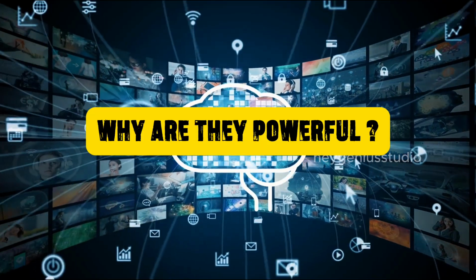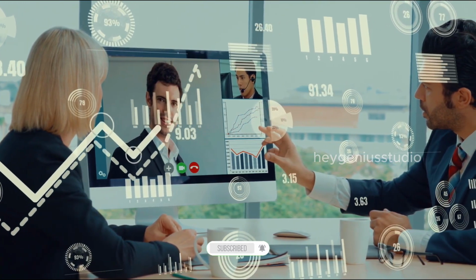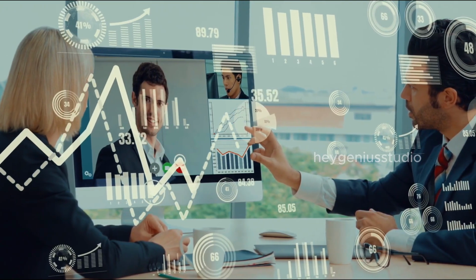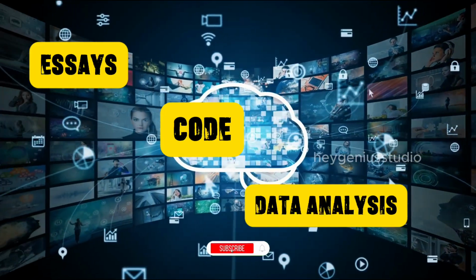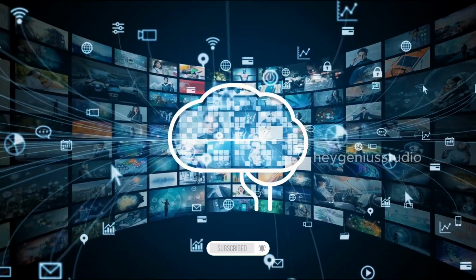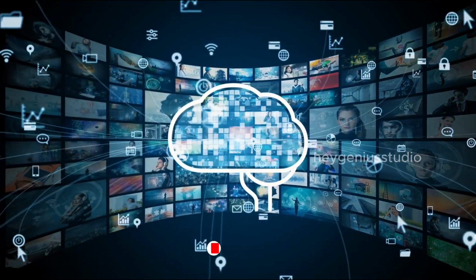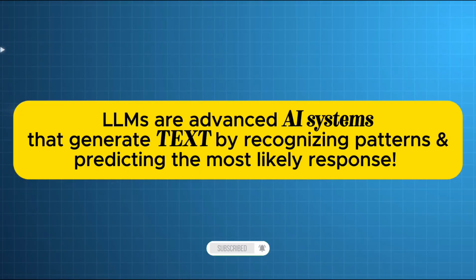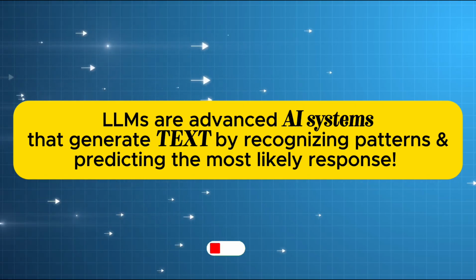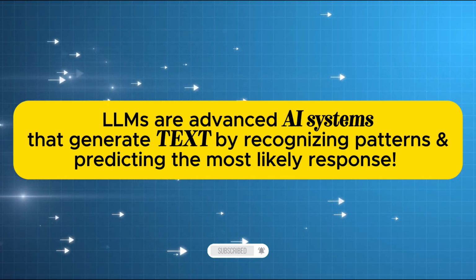Why are they powerful? They've been trained on trillions of words, so they don't just store information, they learn patterns, like how humans communicate. That same process powers everything LLMs do: essays, code, data analysis. But remember, for these models, words are just numbers and probabilities based on data they have been trained on. But when you learn how to prompt them, they become an extremely powerful tool. So to summarize, LLMs are advanced AI systems that generate text by recognizing patterns in language and predicting the most likely response, like autocorrect, but on a massive, super intelligent scale.